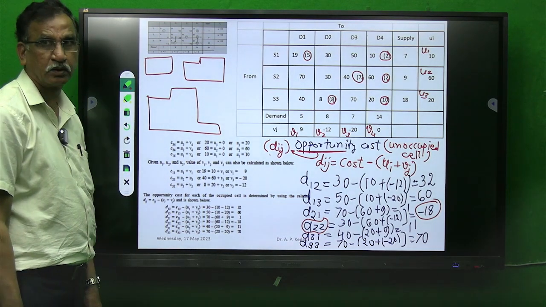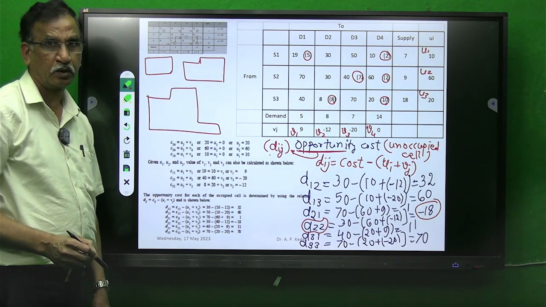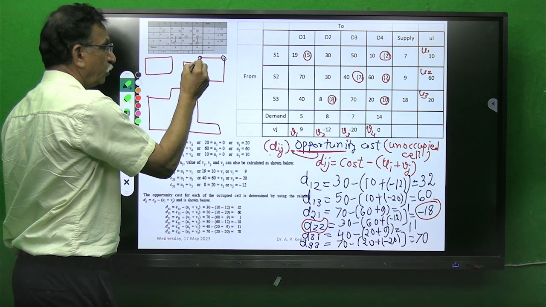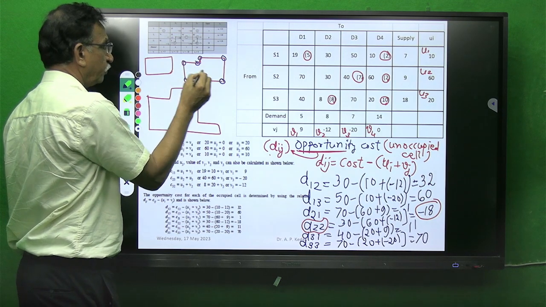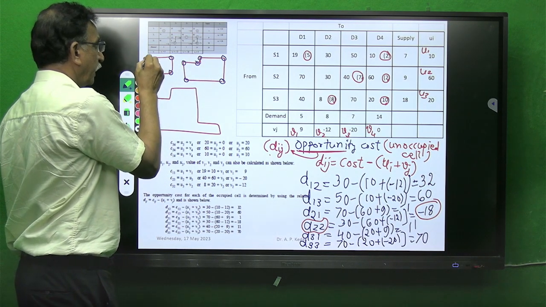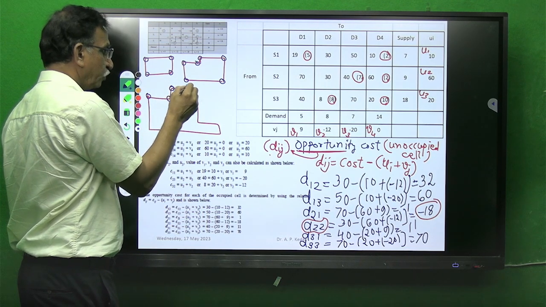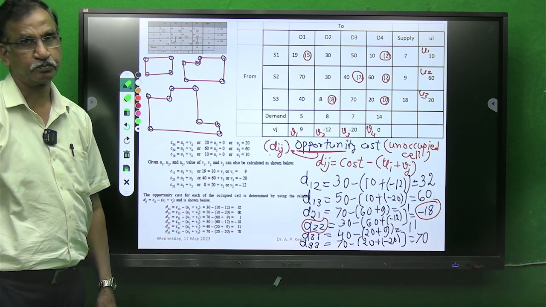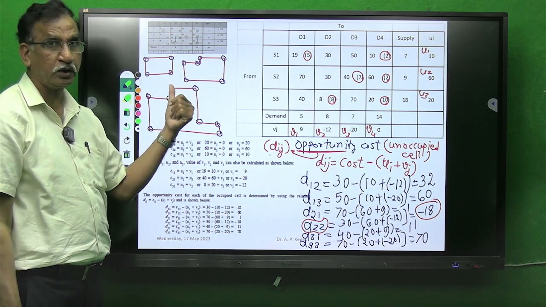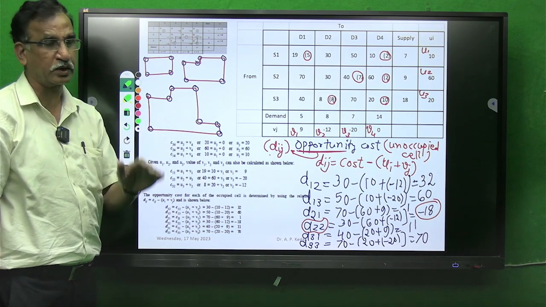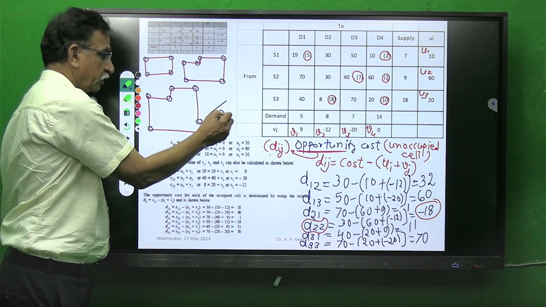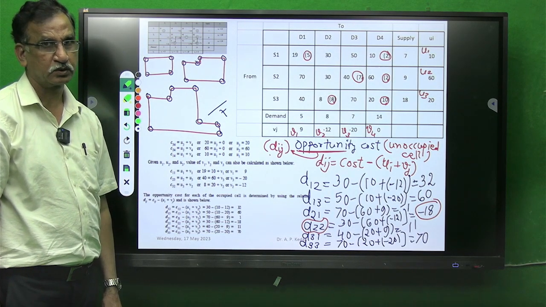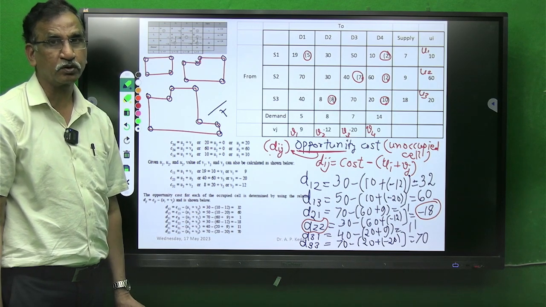Closed loop means at corner of loop you should have allocations. At corner of loop you should have allocation, and loop should be joined only by drawing vertical and horizontal lines. Loop should be drawn by drawing only vertical and horizontal lines, no cross lines like this. It is not permitted. But which will be the starting point for drawing loop?